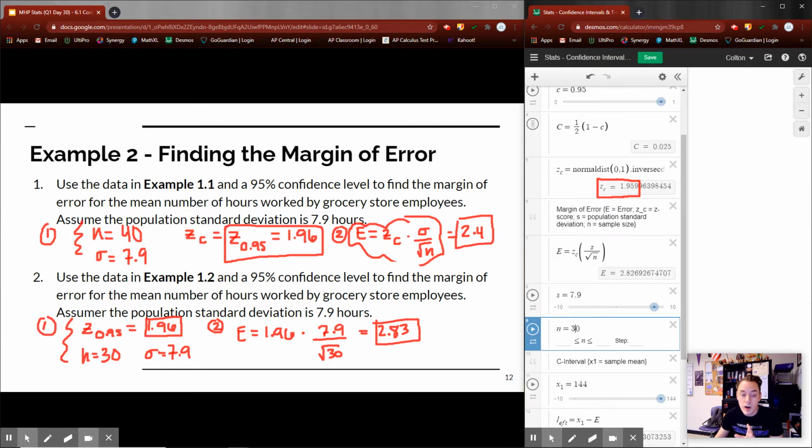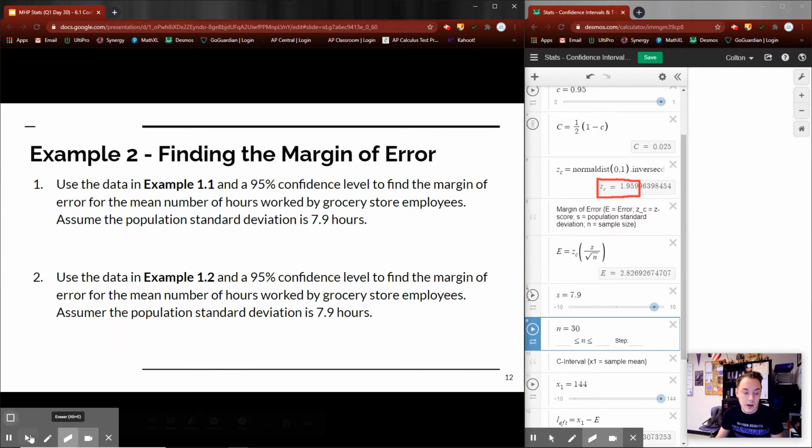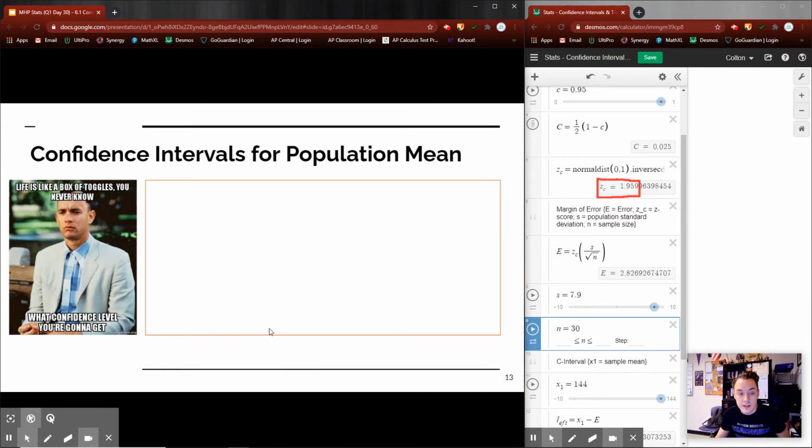All right, let's move on though to now, since we found the point estimate, we know how to do that. We know what confidence levels are. We know what interval estimates are, and we know what margins of error are. Let's combine all of this together and construct what we call the confidence interval.